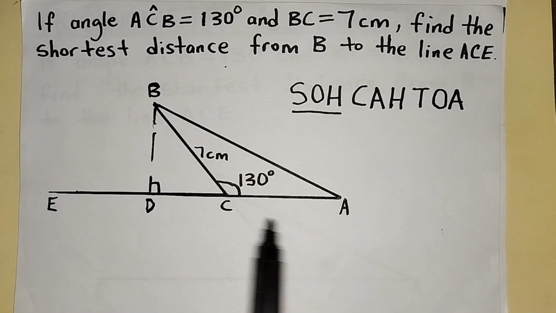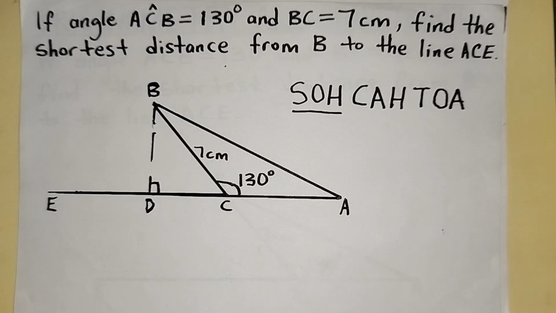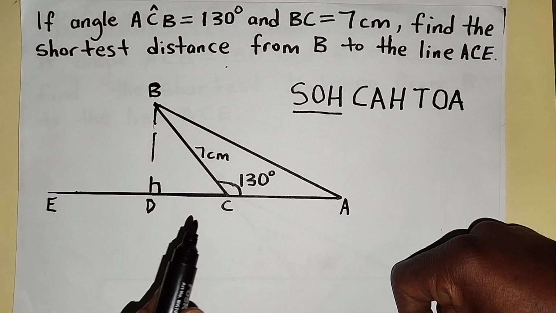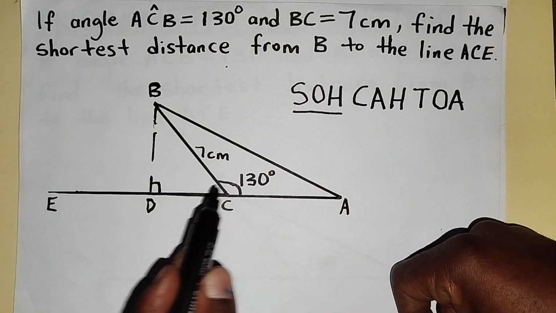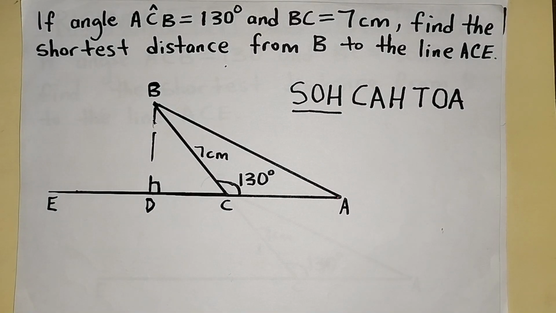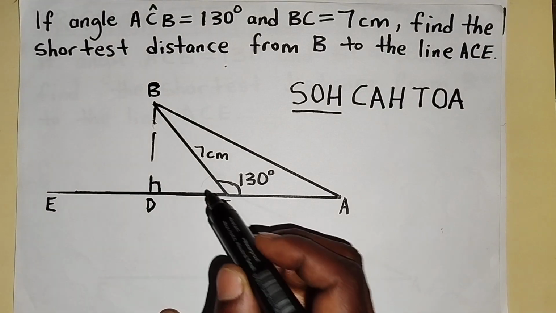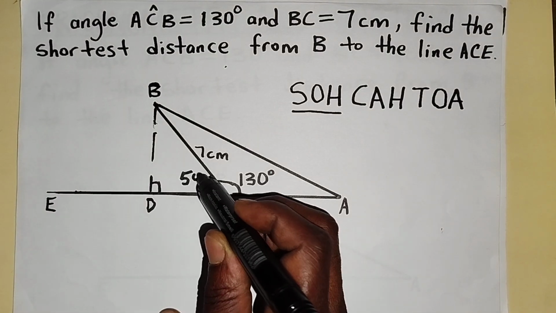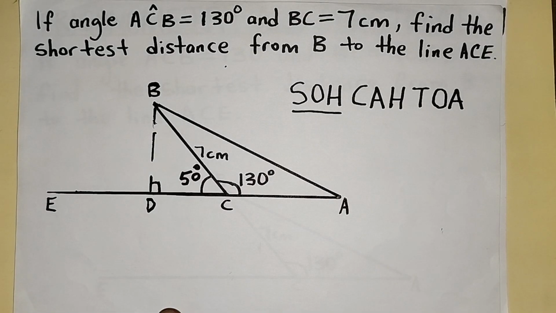Okay, remember this one is a straight line, so it's a straight angle. And a straight angle adds up to 180 degrees. So if you take 130 degrees from 180, we remain with 50. We are left with 50 degrees here. So here is 50 degrees. Okay.